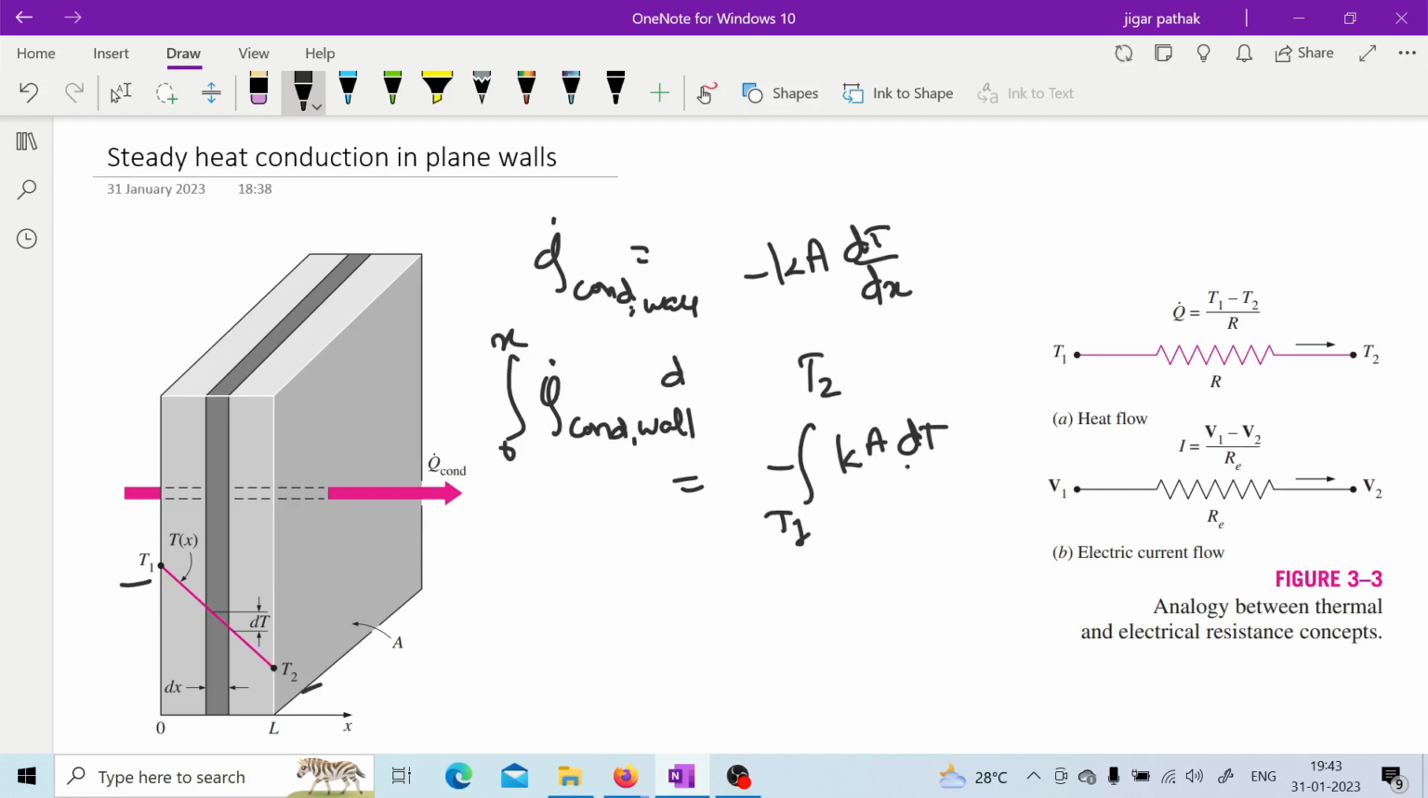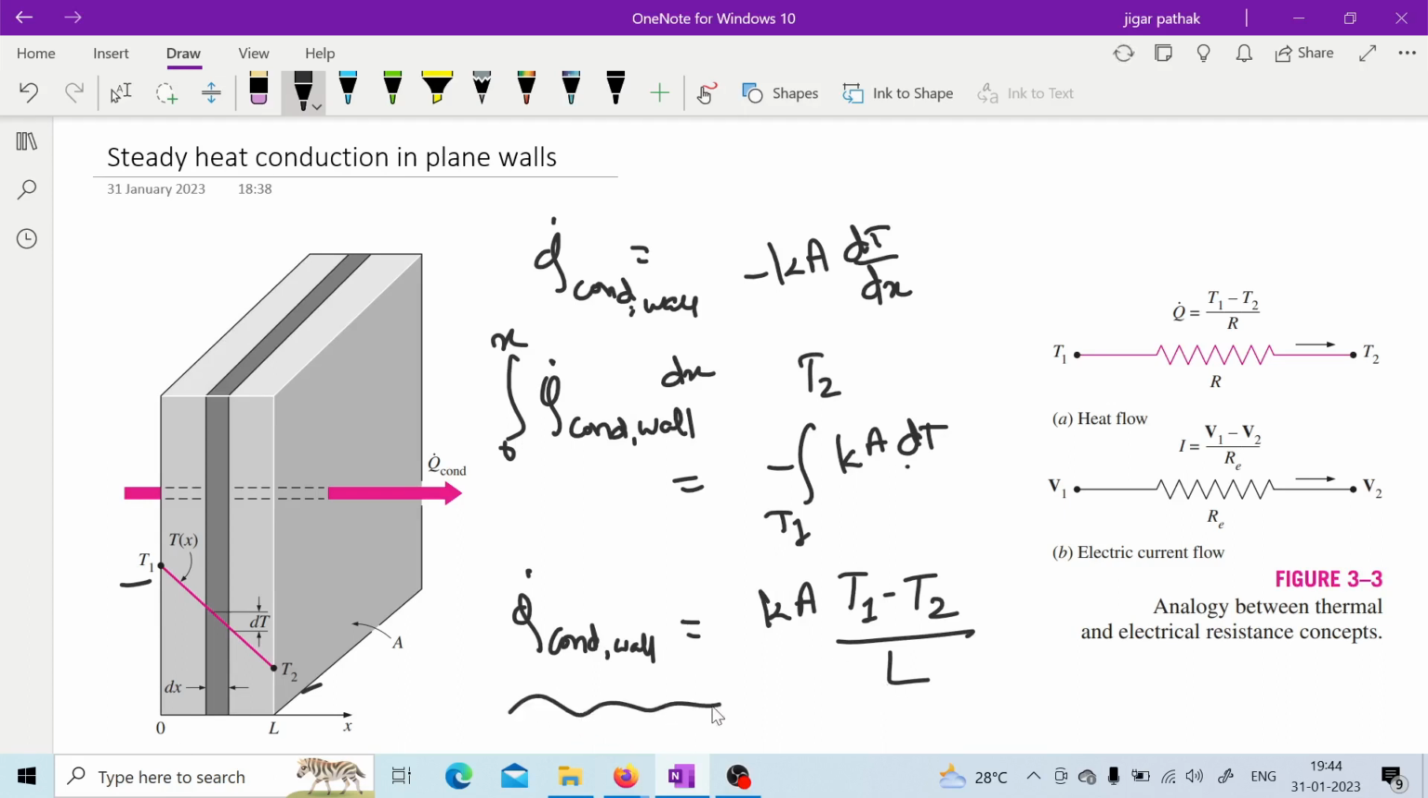This dx I am taking to this side. If you integrate it, then what you are going to get is that Q conduction through wall will be KA (T1 minus T2) divided by L, because here dx is x, and 0 to x is L minus 0, that is the length L. So KA (T1 minus T2) by L.